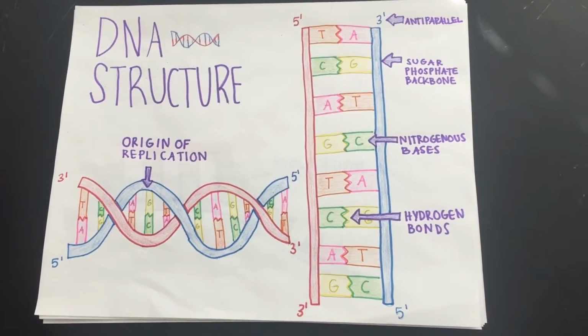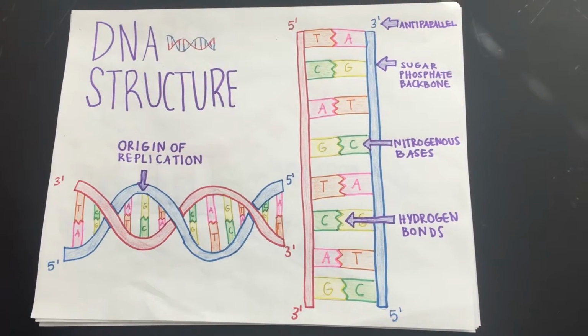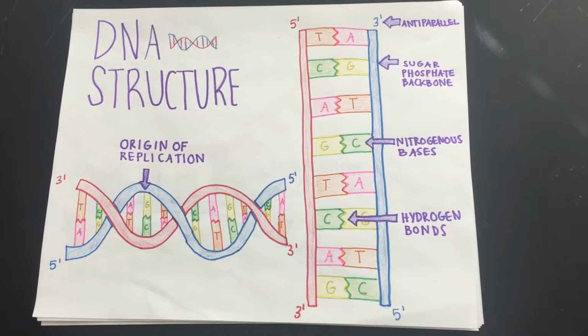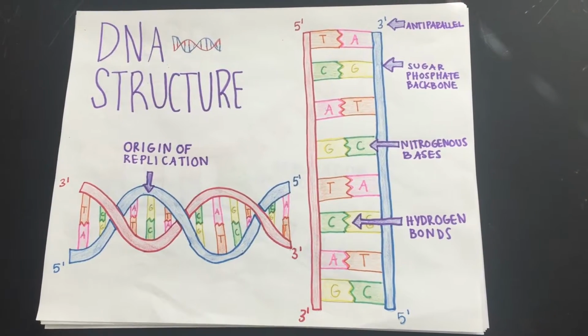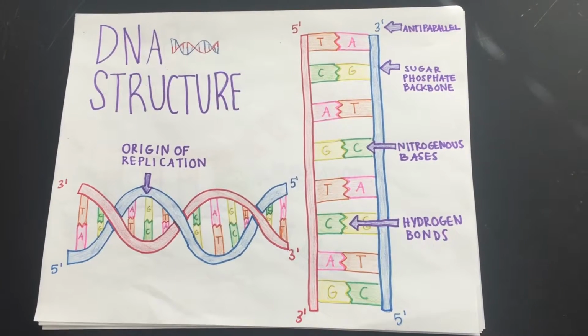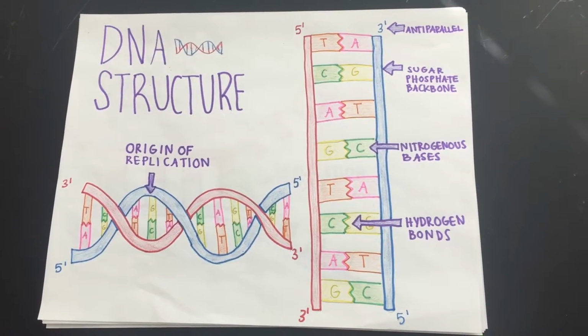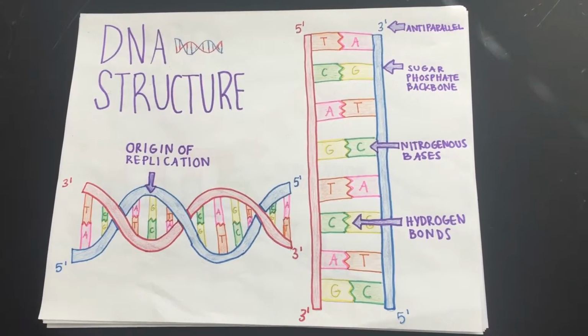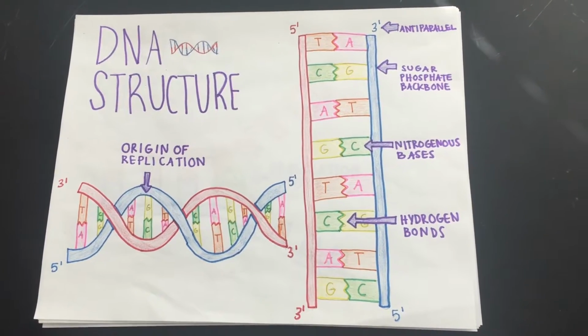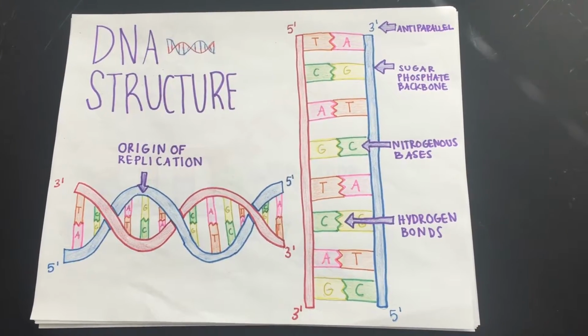DNA structure. A DNA molecule consists of two strands connected by hydrogen bonds in a double helix structure. Each strand is made up of nucleotides, which each contain a phosphate group, a sugar group, and a nitrogen base. There are 4 different kinds of nitrogenous bases: adenine, thymine, guanine, and cytosine. The 2 strands are antiparallel, meaning the 5' end of one strand aligns with the 3' end of the other.